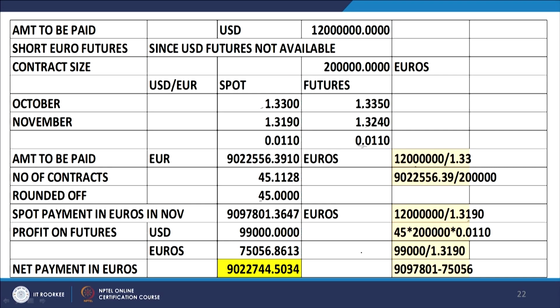multiplied by the number of contracts, 45, into the contract size, which is 200,000, into the change in price. This is in US dollars. This is converted to euros at the spot rate, which is given as 1.3190, and this gives you this much profit. This is the profit on the short euro futures position, and this is the net amount, therefore, that he pays against his liability of US dollars. Thank you.